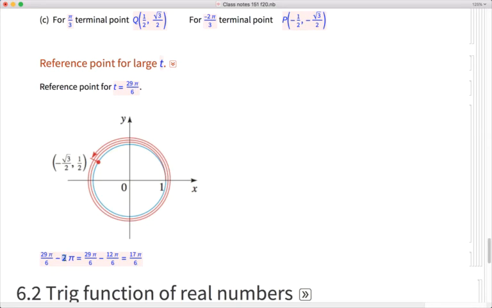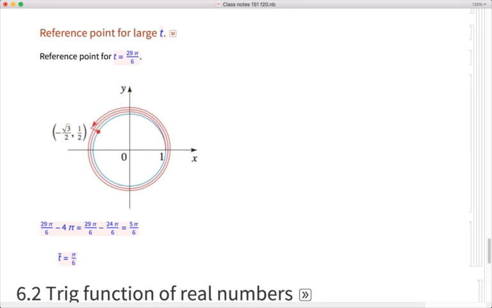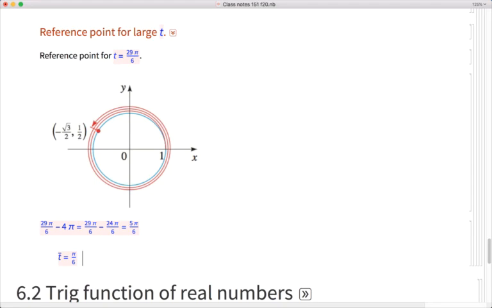So this is just trial and error here. We're going to have to subtract off 4 pi. That'll wind up being 24 pi over 6. And that puts us at the 5 pi over 6 angle. Okay. So after having made that adjustment, now we get the reference number t bar. That'll be the pi over 6. And then we get the point q, the terminal point for pi over 6.